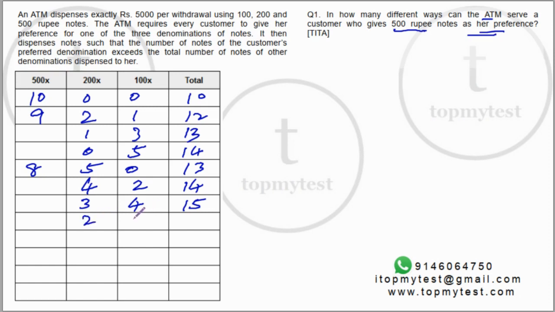Now 2, 8, sorry, 2, 6 will not be a preference, because here 2 plus 6 is 8, which is same as the number of these notes. So this is not possible. Okay, anything lesser is not possible.